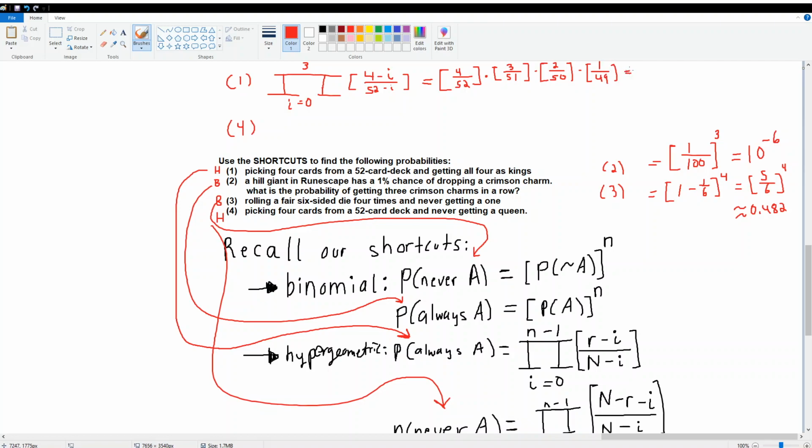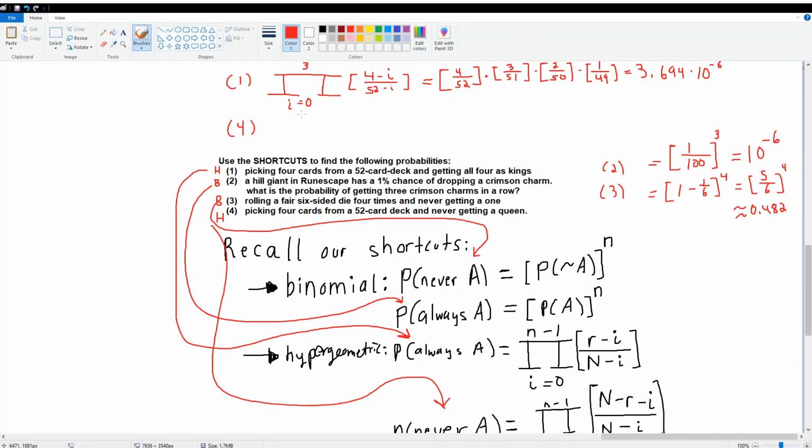This whole thing is going to come out to be extraordinarily small. 3.694 times 10 to the power of negative 6. If you're drawing 4 cards, you ain't getting 4 kings unless the good Lord is smiling down upon you.